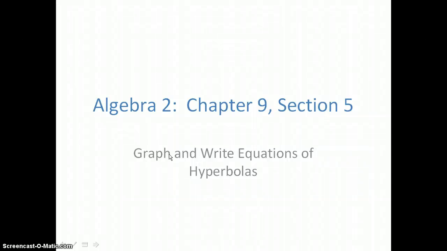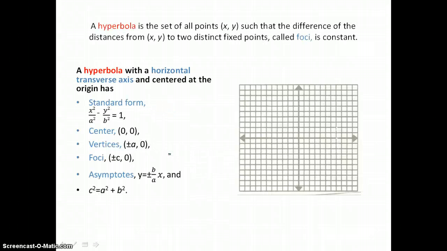In lesson 9.5, you will write and graph equations of hyperbolas. A hyperbola is the set of all points (x, y) such that the difference of the distances from (x, y) to two distinct fixed points called foci is constant. So our hyperbola has a center, and it has vertices on a transverse axis.